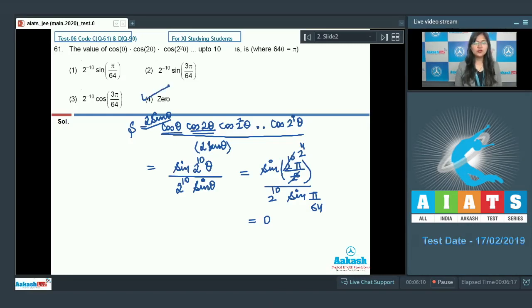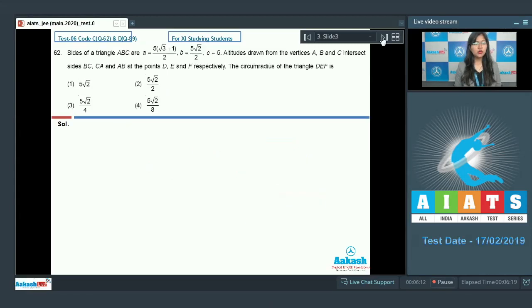Let's move on to the next question, that is question number 62, which says that sides of a triangle ABC are A equal to 5 into root 3 plus 1 upon 2, B is equal to 5 root 2 upon 2 and C is equal to 5. Altitudes drawn from the vertices A, B and C intersect sides BC, CA and AB at the points D, E and F respectively. The circumradius of triangle DEF is.